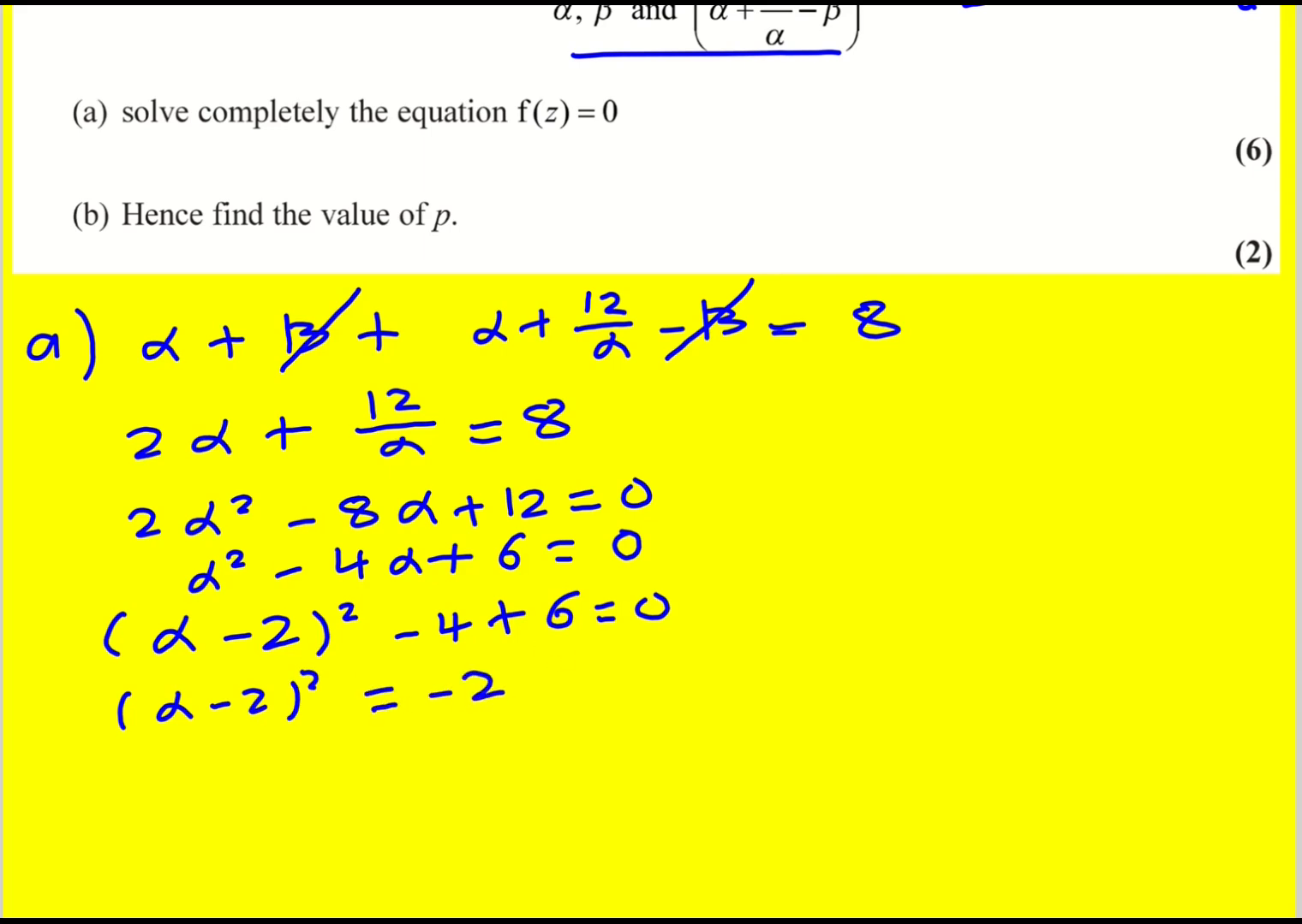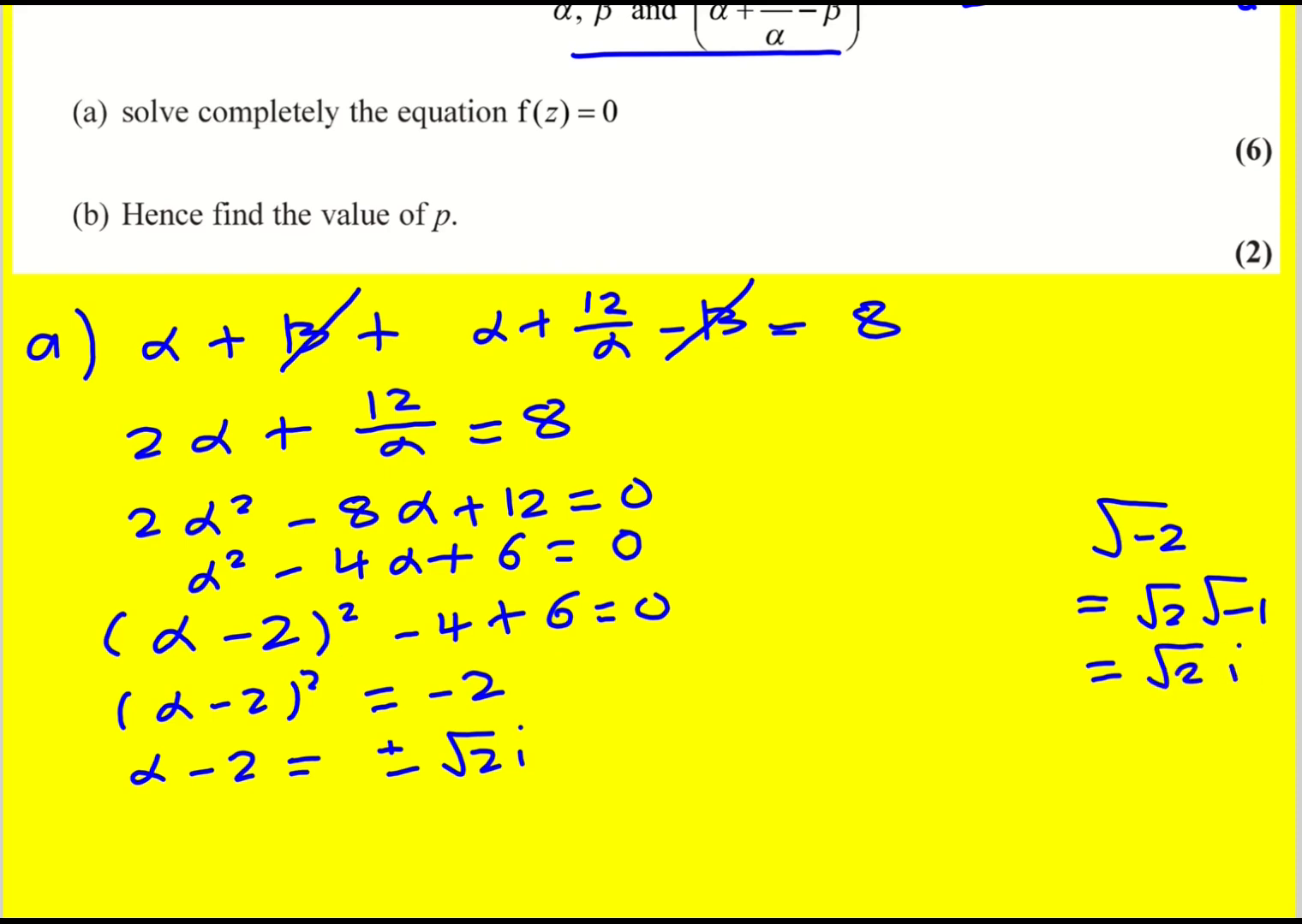We've got complex roots here. So that means alpha minus 2 is going to be plus or minus the square root of minus 2. Square rooting minus 2 is the same as root 2 times root minus 1, which is root 2 i. Just remember, when you take the square root, we need the plus and minus as well. So alpha is 2 plus or minus root 2 i. Remember, if we get one complex root, then the complex conjugate is also a root.